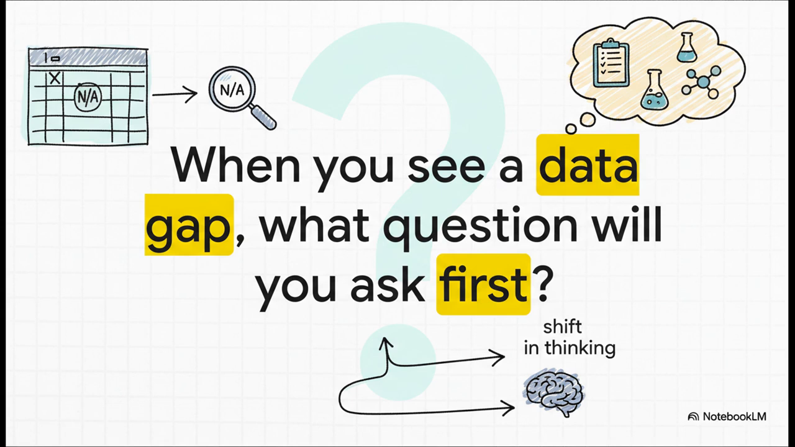So I'm gonna leave you with this one question. The next time you're staring at a spreadsheet and you see that empty cell, that NA, that little gap in the patient's record, just pause, just for a second. Instead of automatically hitting delete on that row, what's the first question you're gonna ask yourself? Because that simple shift in your thinking, well, that's the first real step to taking control of your data.